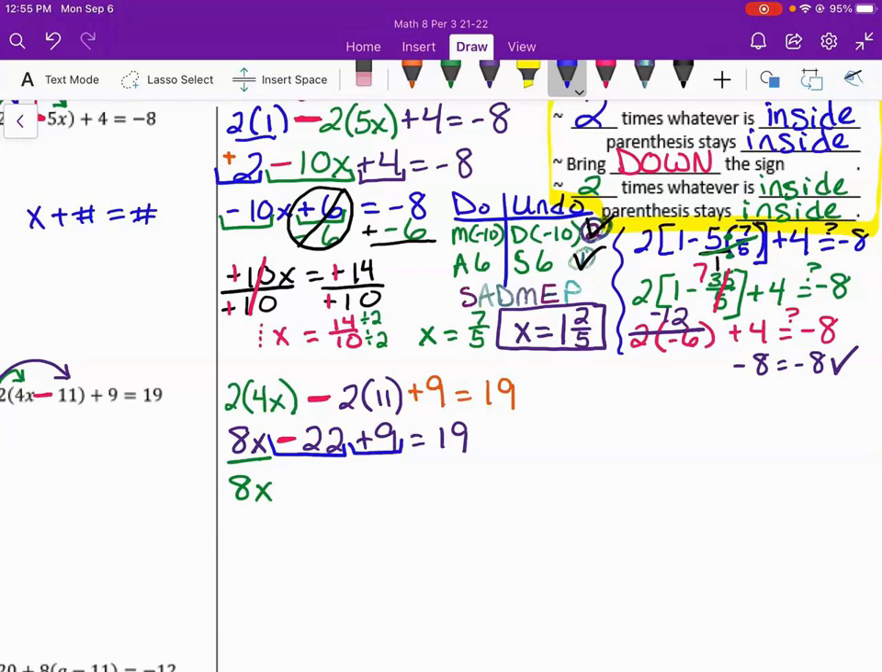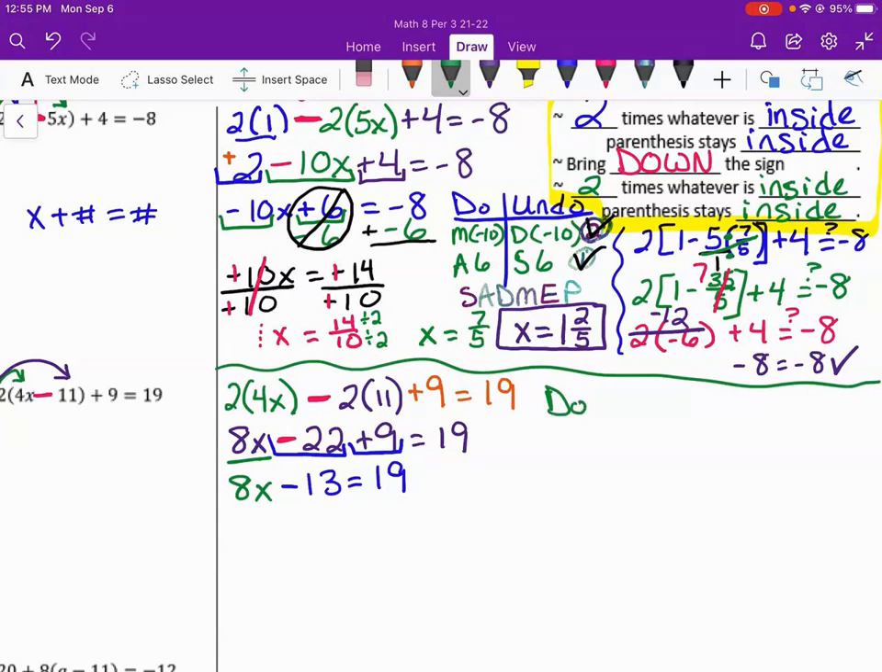My -22 and my +9, because I have to keep the sign that's in front with it. So -22 plus 9 is -13 equals 19. Now I can do my do and undo. So I come over here. I'm going to put a line here. Do and undo.